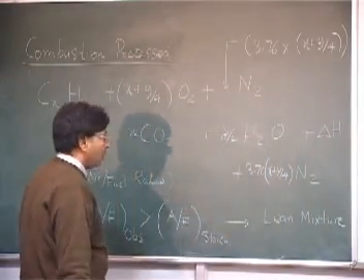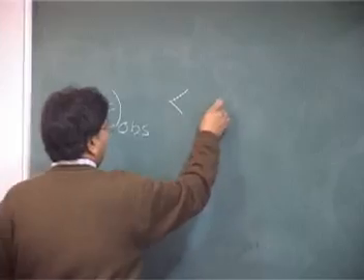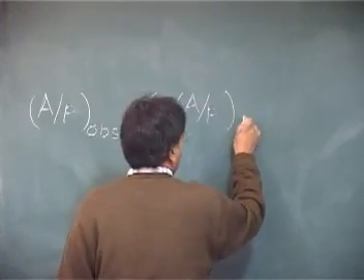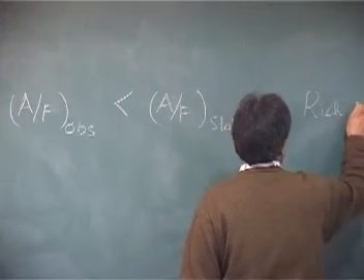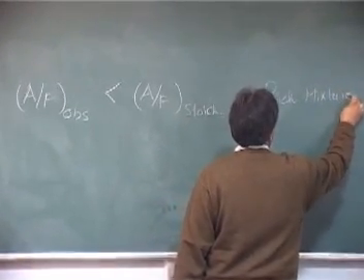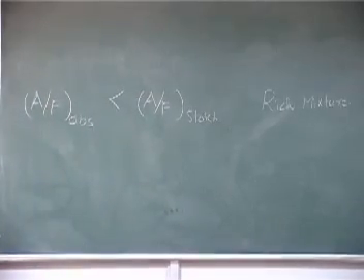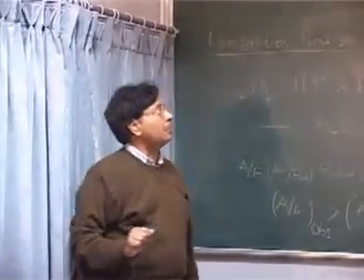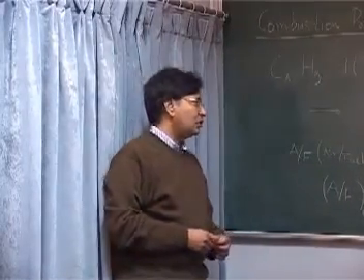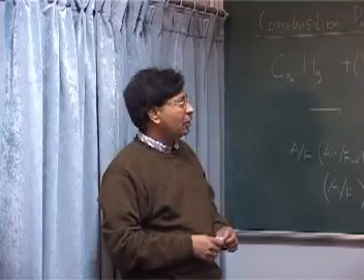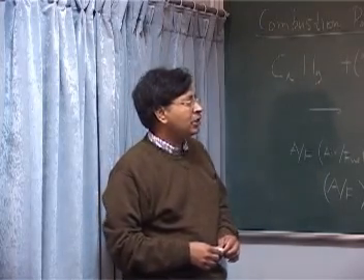And if the observed A by F is less than the stoichiometric A by F, the mixture is called a rich mixture. So we have to deal with the rich mixture. We want to stop here because, if you go by that watch, we have to stop there. But tell me, which situation will be a little better for me, lean or rich mixture? What will happen if I go with the rich mixture?